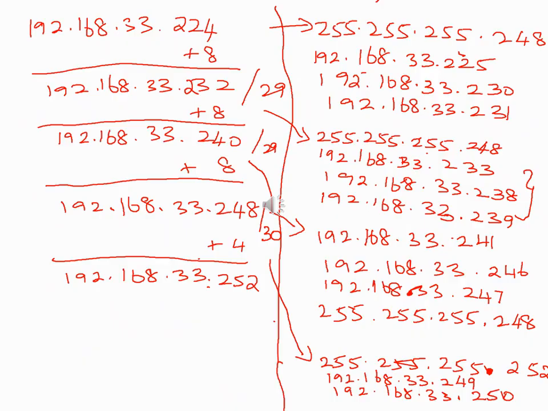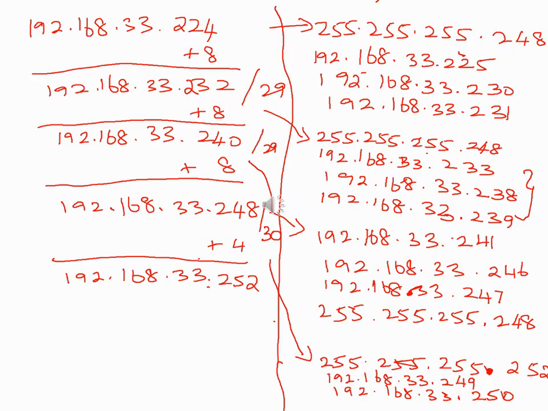This is a continuation of the previous slide. So we have added till 232. So for this particular block, the mask will be 255.255.255.248. So the first valid IP will be 225. The broadcast IP will be 231. The last valid IP will be 230.